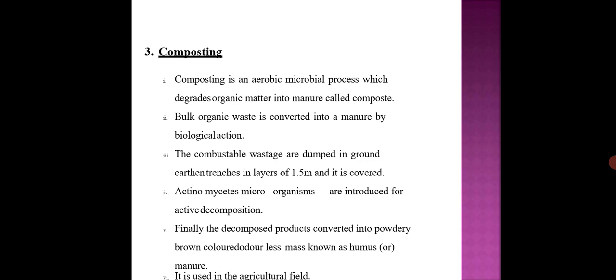Then the third one is composting. Composting is nothing but an anaerobic microbial process which degrades organic matter into manure, which is called compost. Bulk organic wastes are converted into manure by biological action. We know that with the help of microorganisms, these wastes can be converted into manure. The actinomycetes organisms are introduced in order to induce the decomposition process. The decomposed products are converted into powdered brown-colored odorless moss, which is called humus or manure. It is mainly used in the agricultural field.